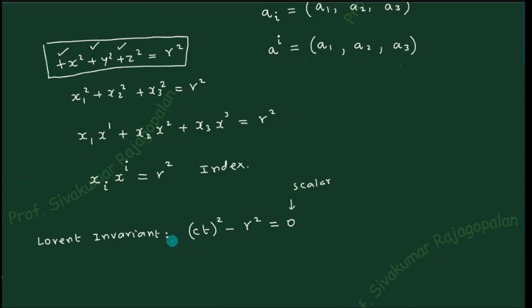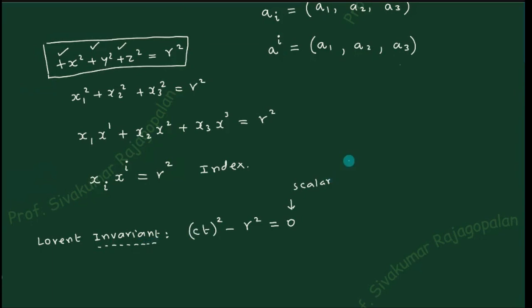Invariant for whom? For all the people who are in the respective frames of reference. That means a person is sitting in one frame of reference, another person is sitting in another frame of reference, and these frames of reference are moving with uniform velocity. You know that they are inertial frames. So independent of whoever is the person sitting in any of the reference frames, that particular person will measure 0 for the quantity c square t square minus r square. So that is why it is called invariant.